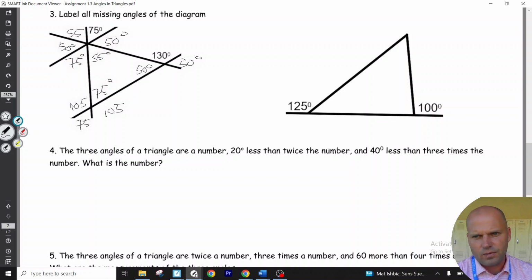It's really cool situations. Here, 180, 125, that means this has to be 60, 55. 80 plus 55 is 135, so 45.